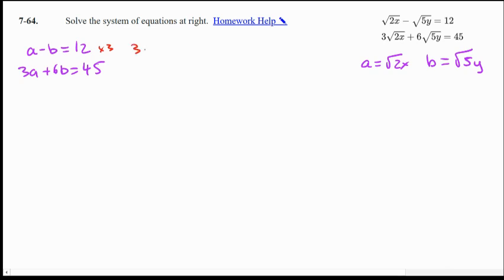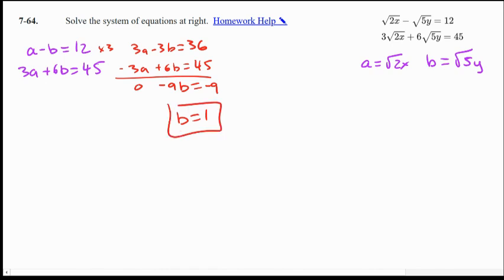I'm going to multiply this first equation by 3. And then I have the second equation here, 3A plus 6B equals 45. Then I'm going to subtract the two. So this becomes 0, this becomes negative 9B, and the right side becomes negative 9. When I divide both sides by negative 9, I get my B value of 1. I'm going to plug this in to get my A value, which is 13, which is great.